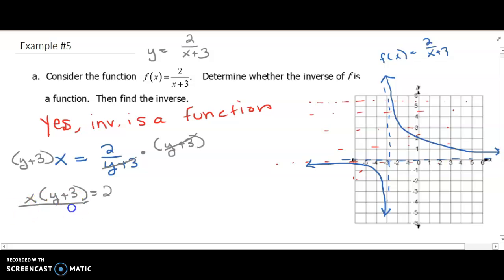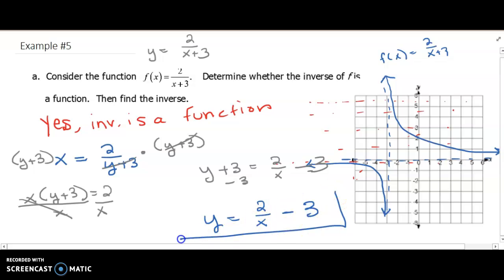Then I can divide both sides by x, so I'm left with y plus 3 equals 2 over x. And then to get y by itself, subtract 3 from both sides. So I would get y equals 2 over x minus 3, and that's the equation of my inverse.